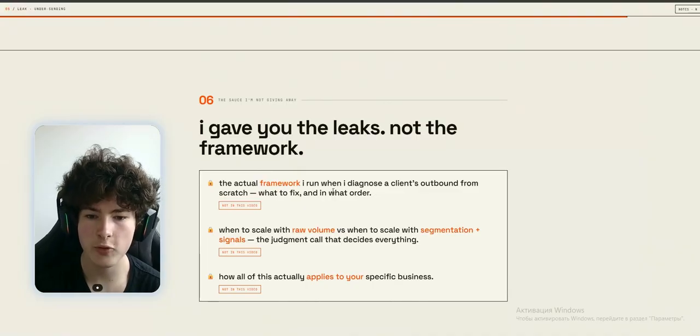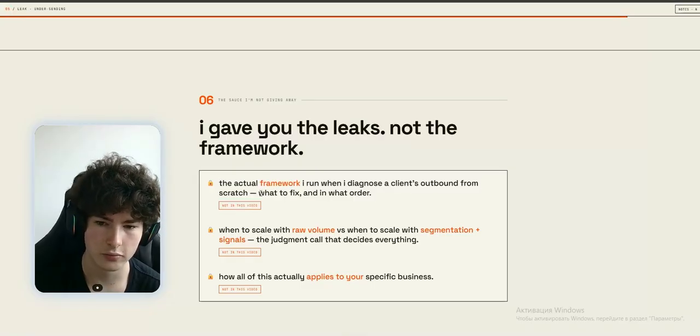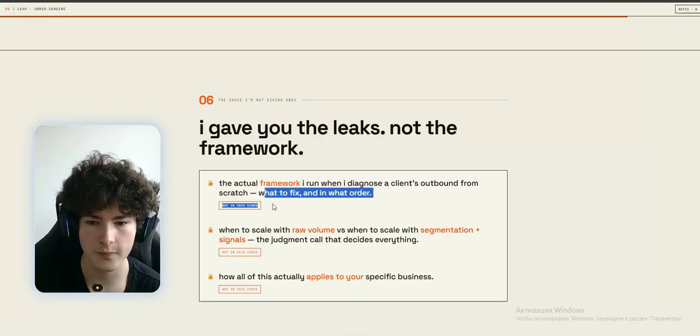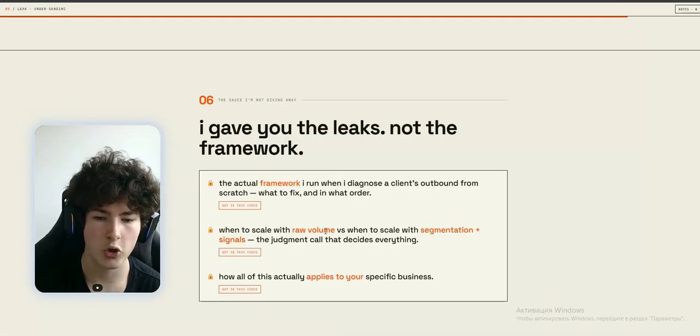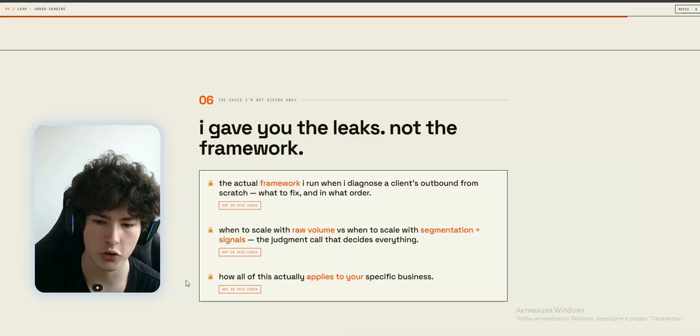So the actual framework I run when I diagnose a client's outbound from scratch, what to fix and in what order, I'm not actually sharing here, right? Not in this video. When to scale with raw volume versus when to scale with segmentation plus signals, the judgment call that decides everything, also not giving away in this video. And how all of this actually applies to your specific business.